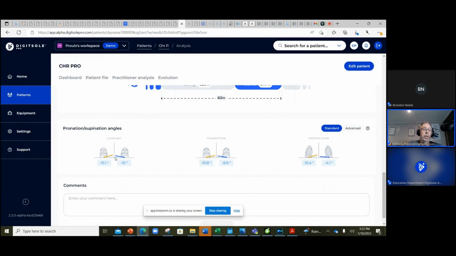So their foot-in is a heel strike pattern. We see that the inversion of the rear foot is at -15 degrees on one side and -10 on the other. So we're actually seeing a very dramatic difference between the right and the left on the landing. We see a slight difference in the transition. As the foot comes into a foot flat position, they equalize to some extent.